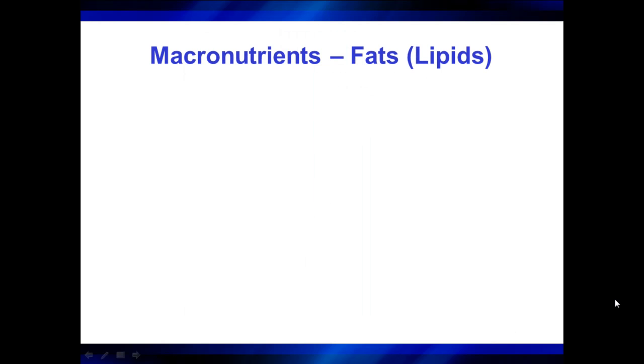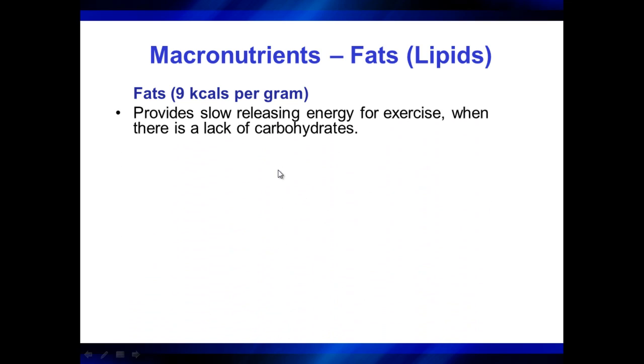The final macronutrient that we need to know about is fats, and fats provide at least double or over double the amount of energy pound for pound compared with carbs and proteins. In fact, 9 kilocalories compared with 4 for carbs and proteins. And they're used for slow release energy. You require oxygen to break them down because fats are essentially made of just two elements, carbon and hydrogen, and so you need the oxygen in order to oxidize it and to break it down.